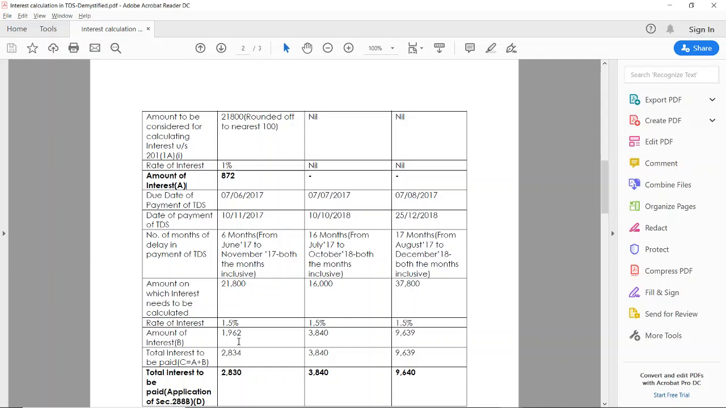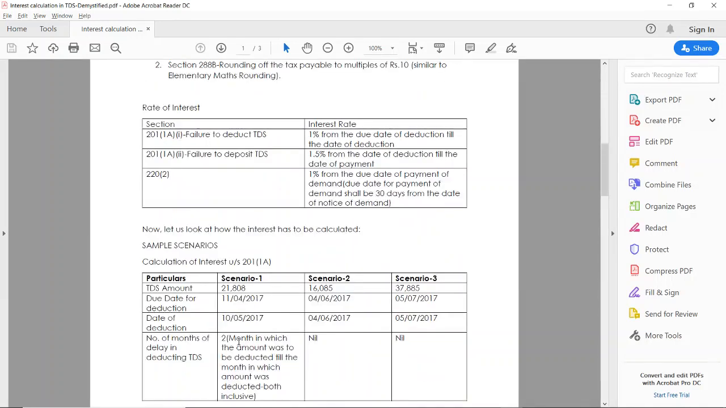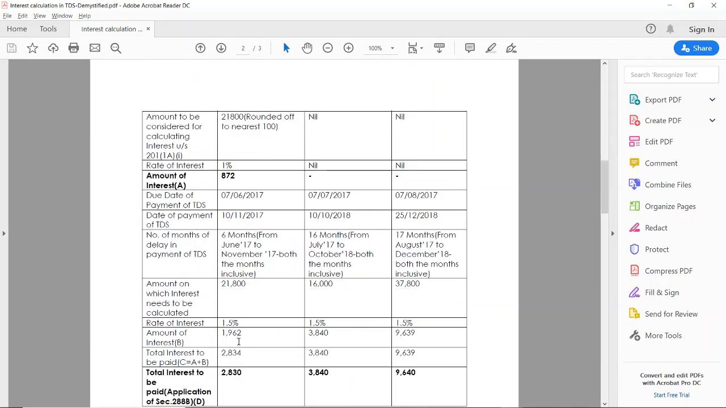If you look at scenario 2, 16,085 is the default or the TDS amount involved. 4th June is the date of deduction and the due date of deduction as well. Therefore, the deduction has happened on time. Now, if you look at the due date of payment, it is again 7 July. But what has happened is it has happened on 10th October 2018.